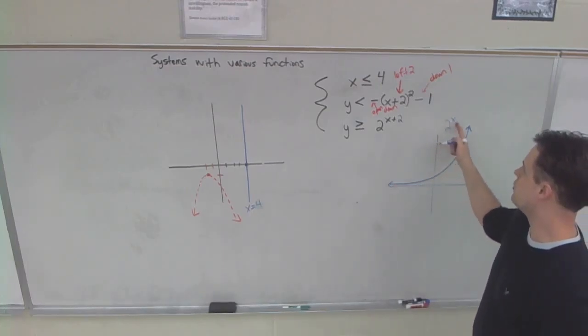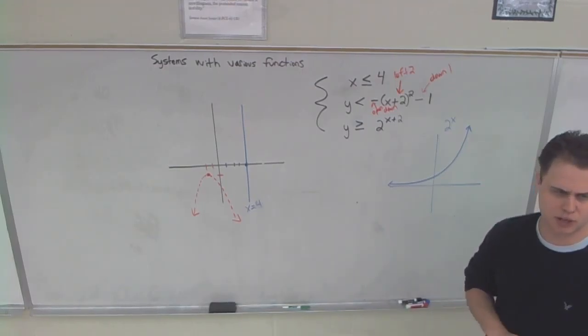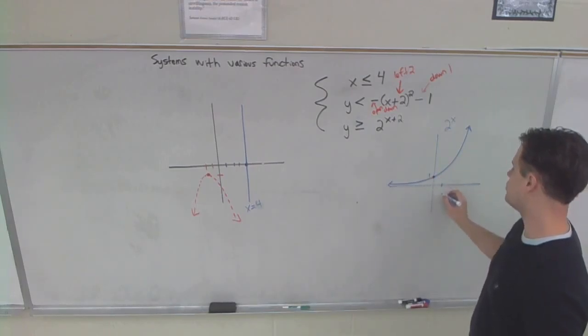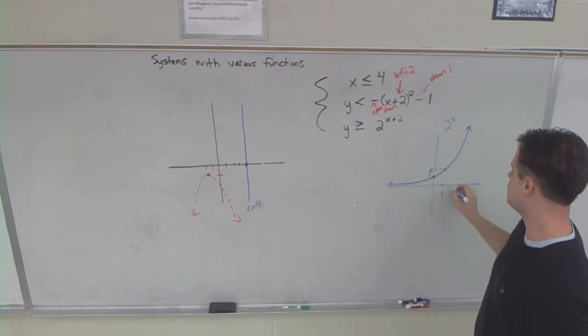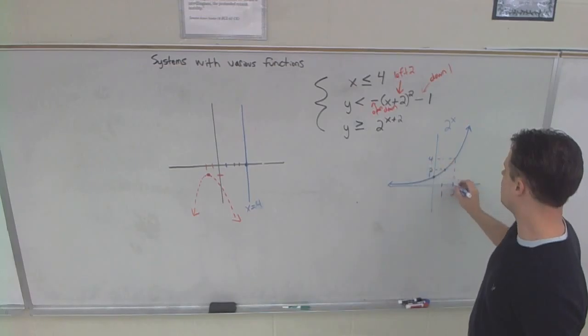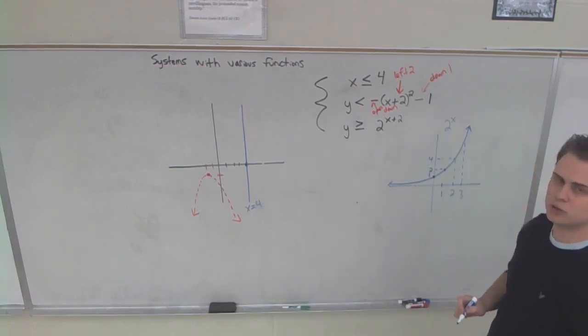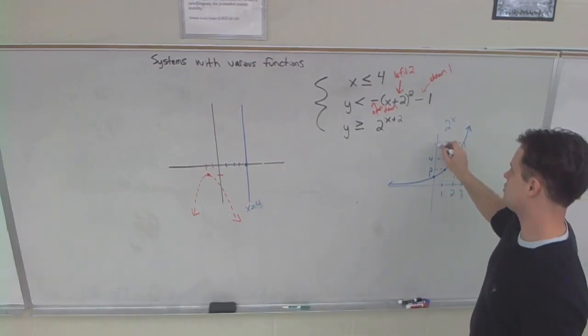And if you put 0 in, what do you get at 2 to the 0 power? You guys should know that. 2 to the 0 power, anything to the 0 power is always 1. So this is 1 right there. If you put 1 in, 2 to the 1 power is 2. If you put 2 in, 2 squared is 4. If you put 3 in, my graph's not to scale, but 2 to the 3rd power, 2 times 2 is 4, times 2 is 8.